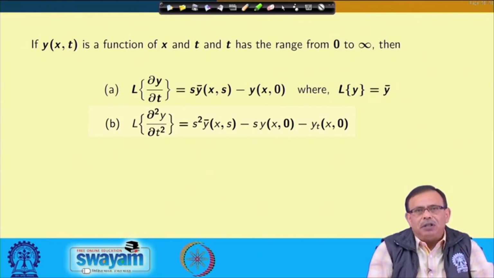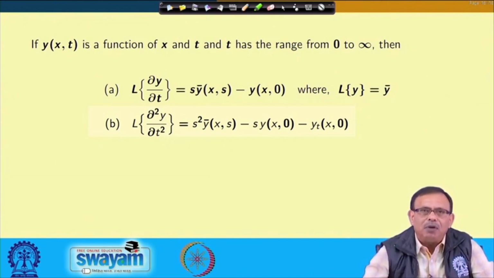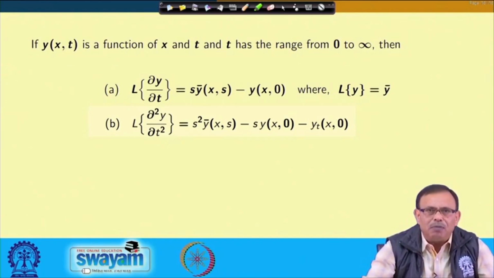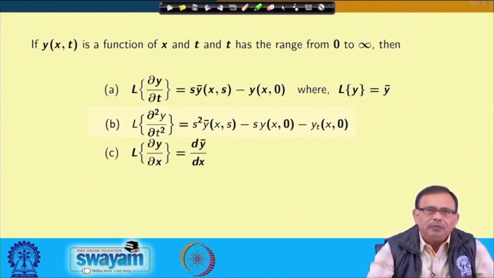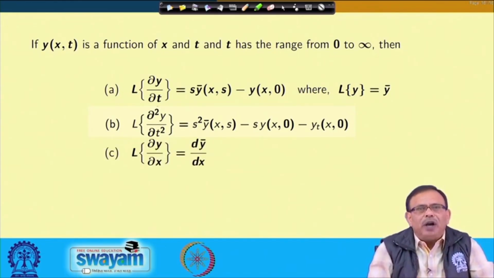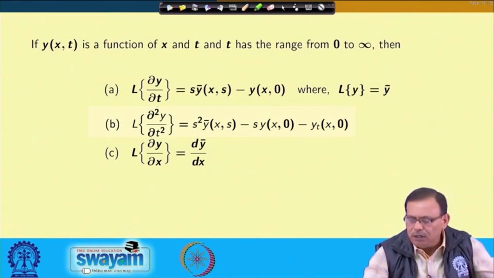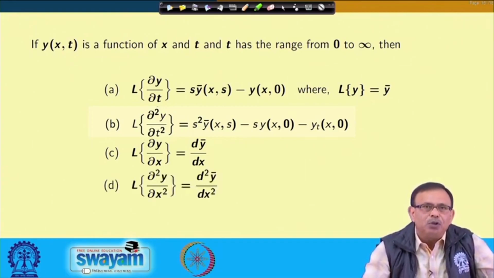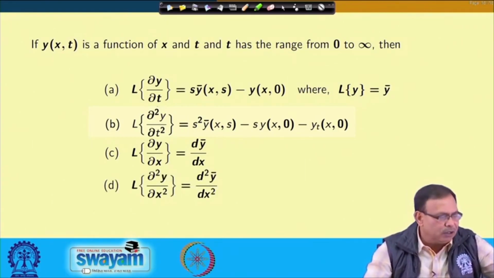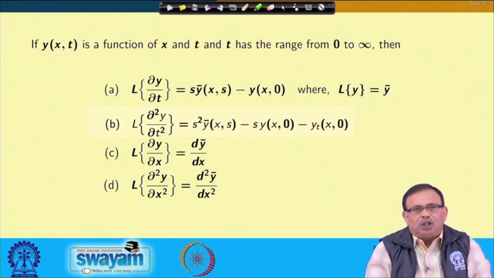So, the second property is Laplace transform of ∂²y/∂t² equals s² y bar(x, s) minus s y(x, 0) minus y_t(x, 0), where y bar is nothing but the Laplace transform of y. That is the reason y bar is a function of x and s. Laplace transform of ∂y/∂x is nothing but dy bar/dx, and similarly Laplace transform of ∂²y/∂x² equals d²y bar/dx².